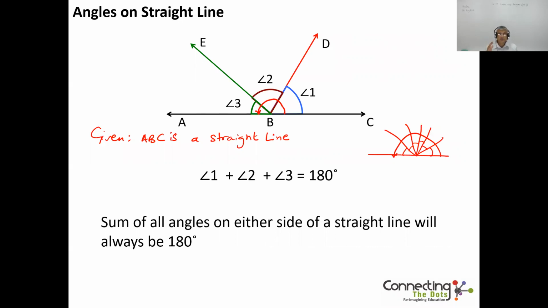Because remember, the angle at any point on a straight line is always 180 degrees on one side. So when I say straight line, if this is a line and this is a point, we said this angle is 180. Now it really doesn't matter how many pieces you cut it into. This is cut into 3 pieces. This is cut into many pieces. So the angle on a straight line will always be 180 degrees.